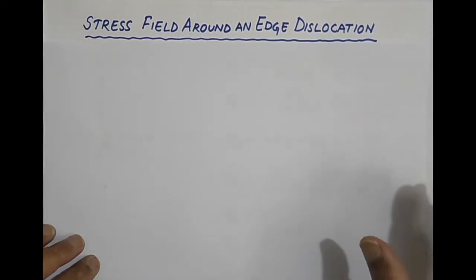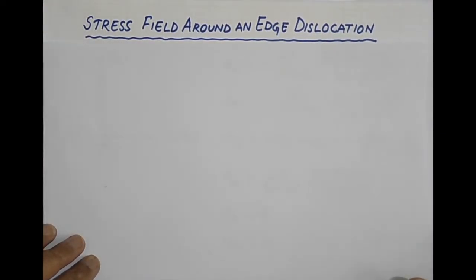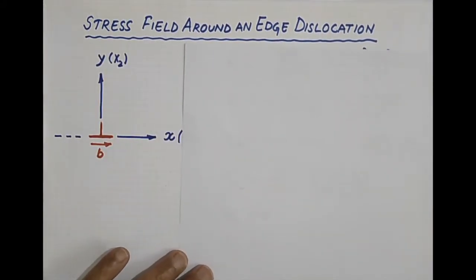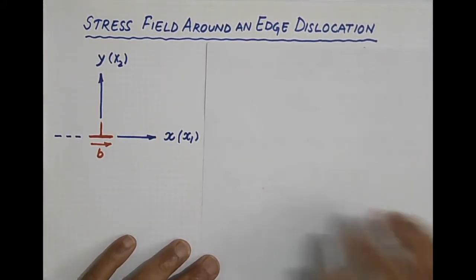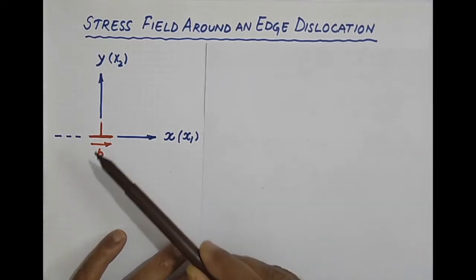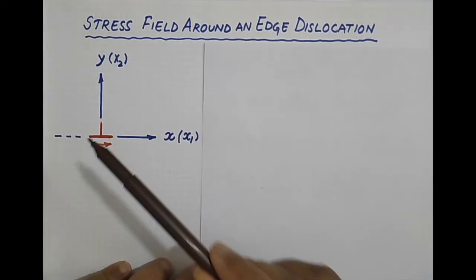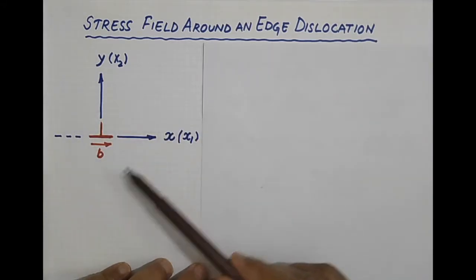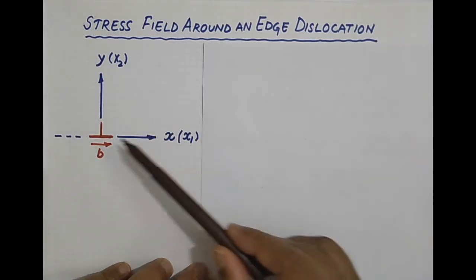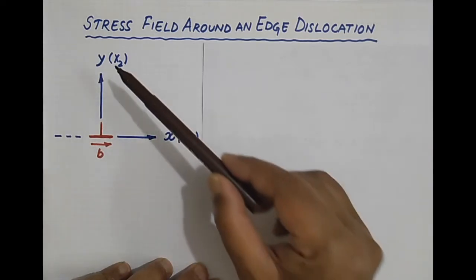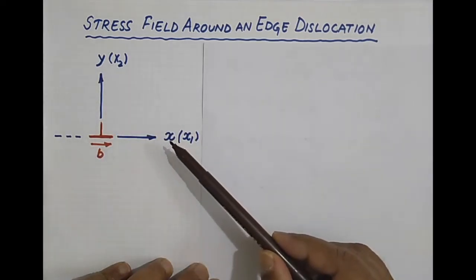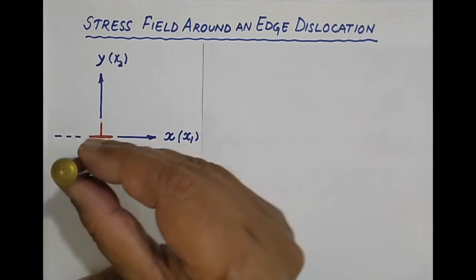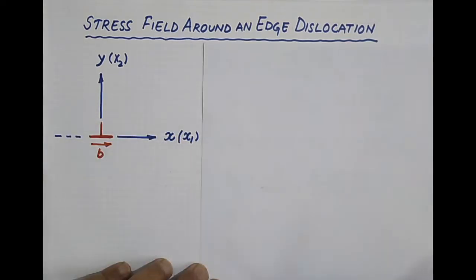We will discuss the stress field around an edge dislocation. So let us first fix the geometry. Our edge dislocation is lying along the z axis of the coordinate system, which is normal to the plane of the paper. The x and y axes, or the x1 and x2 axes, are in the plane of the paper, and the dislocation is going normal to the plane of the paper. So that's the dislocation line.